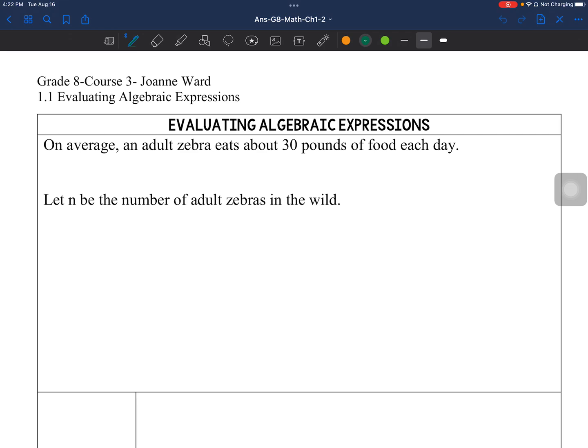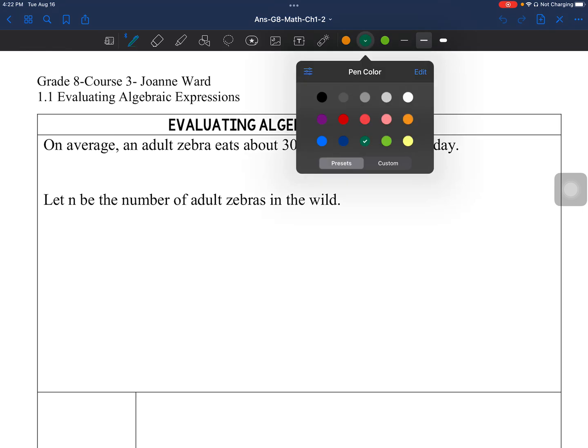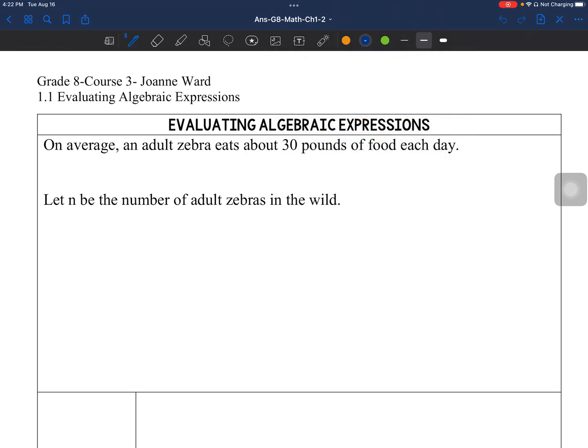We want to talk about how we evaluate algebraic expressions. On average, an adult zebra eats 30 pounds of food each day. So we want n to be the number of adult zebra in the world so that we know how much food we need to prepare for the zebra, or we can calculate to see if we still have enough food for the zebra. So here it is.